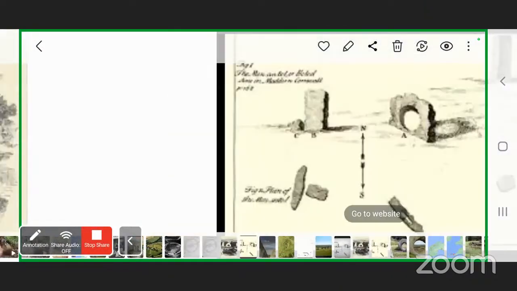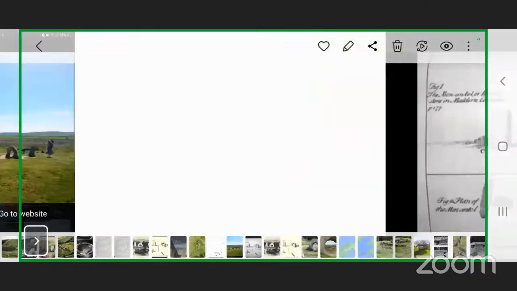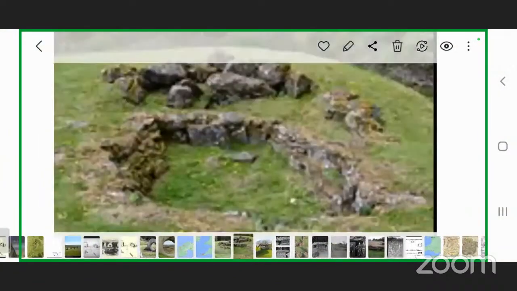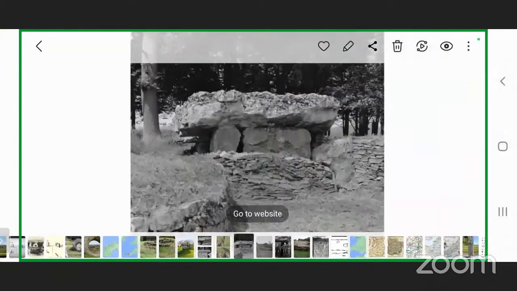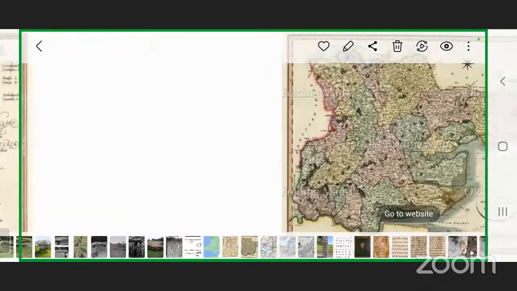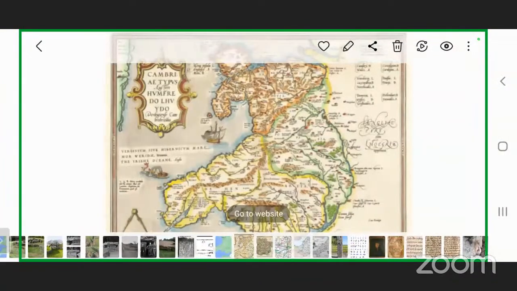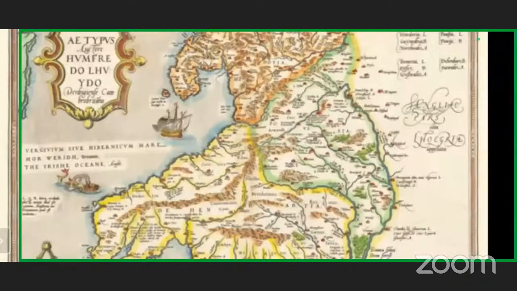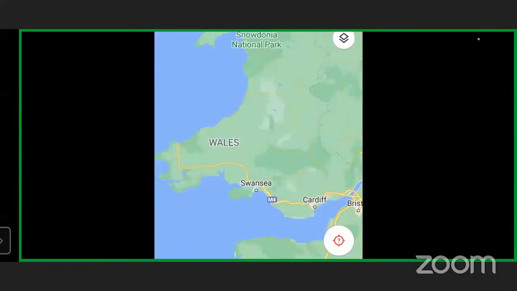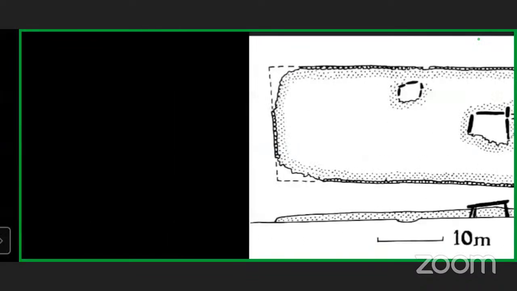Hang on. I'm going to get to this first image. We've got lots of images to go through tonight, and as you can see, there's a number of sites that we're going to be looking at. So, good old map of good old Wales. What we're going to be looking at is a site which is just south of Cardiff. This is the site that we're going to look at first.